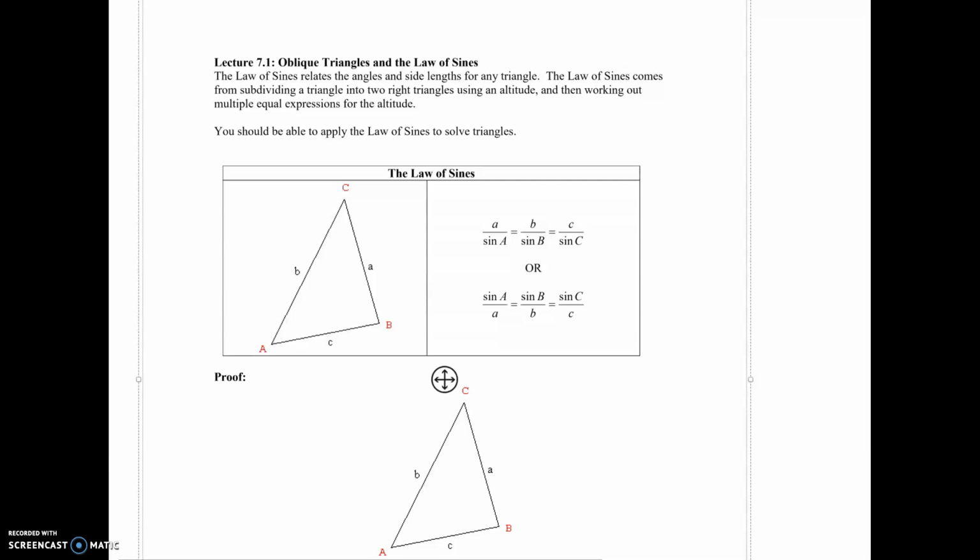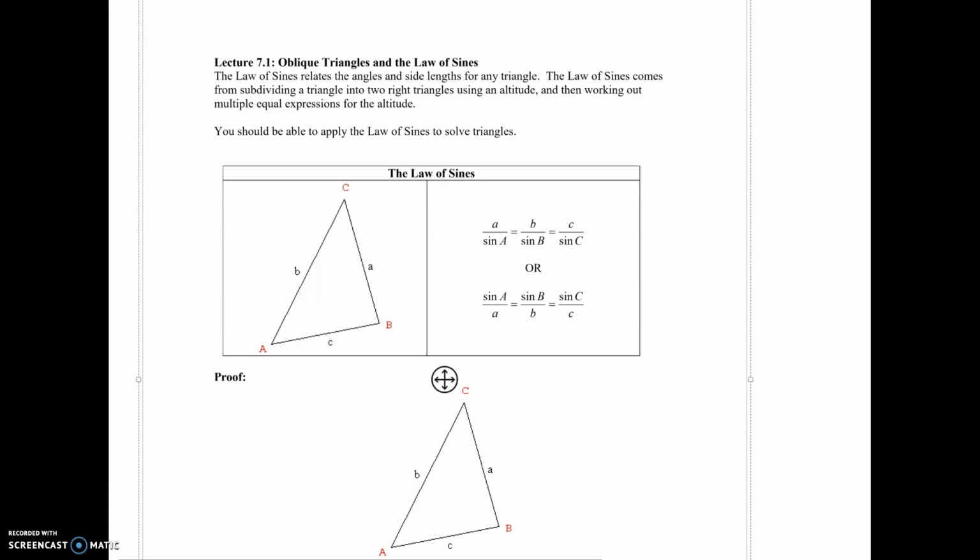All right, guys, lecture 7.1, oblique triangles and the law of sines. So the law of sines relates the angle and side lengths for any triangle. The law of sines comes from subdividing a triangle into two right triangles using an altitude and then working out multiple equal expressions for the altitude.